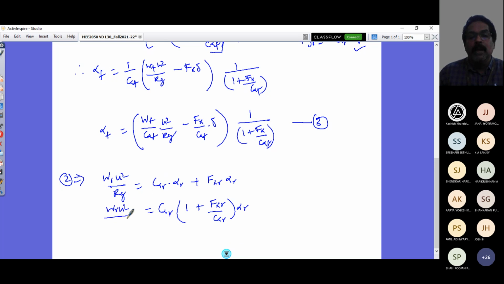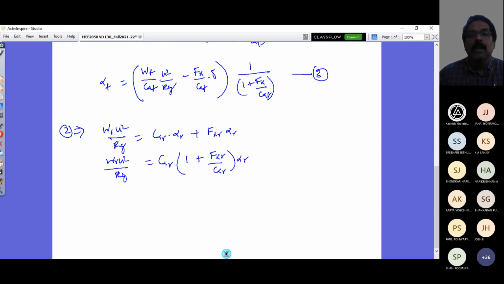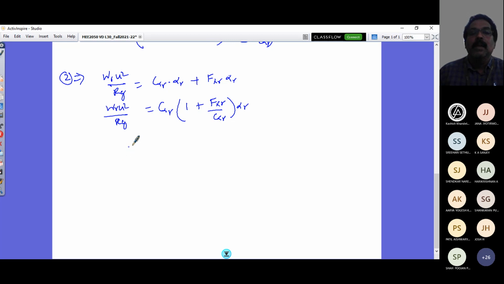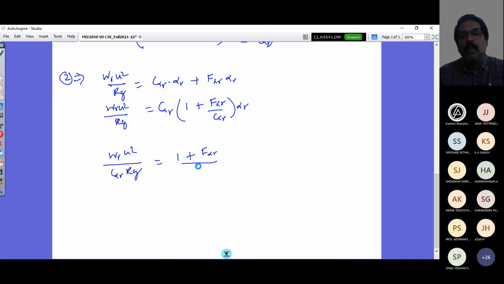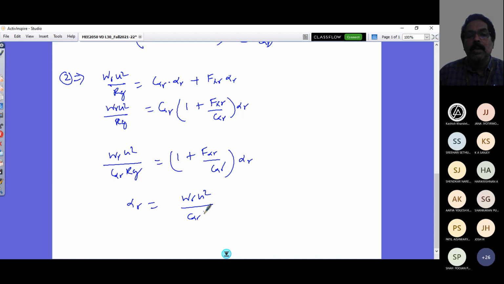So what is WR U squared by RG? Now this equation can be rewritten: when I bring this to this side, it is WR U squared by C alpha R into RG, and this side it is 1 plus FXR by C alpha R into alpha R. Therefore, alpha R is going to be WR U squared by C alpha R RG into 1 by 1 plus FXR by C alpha R. So this is my equation 4.